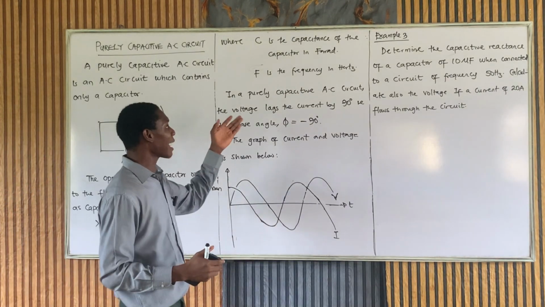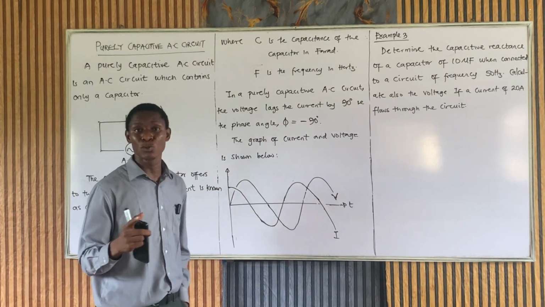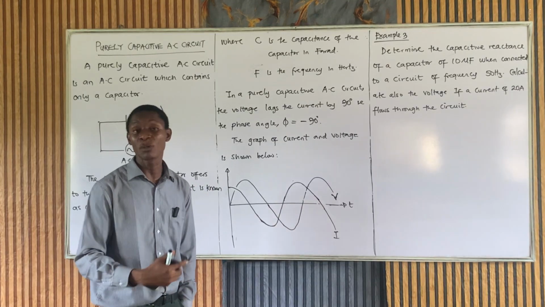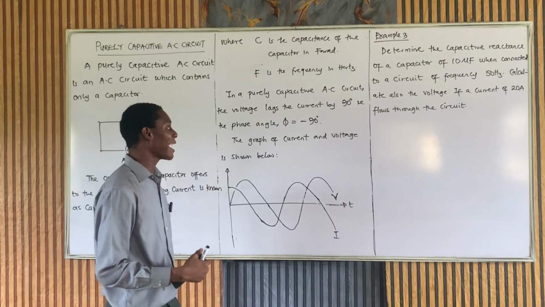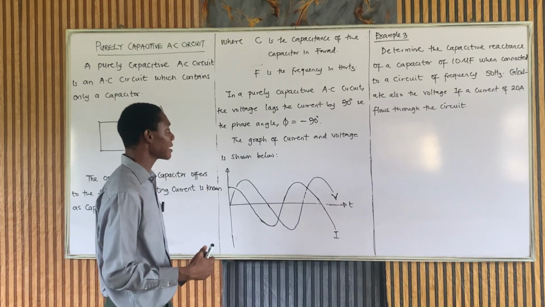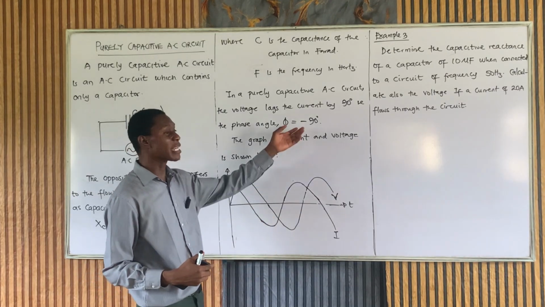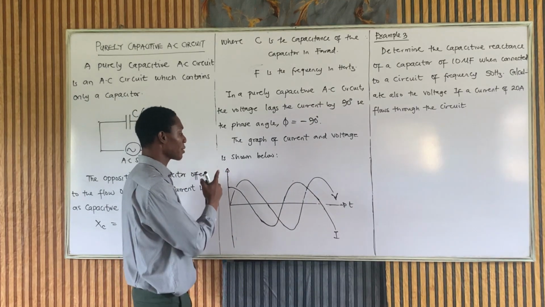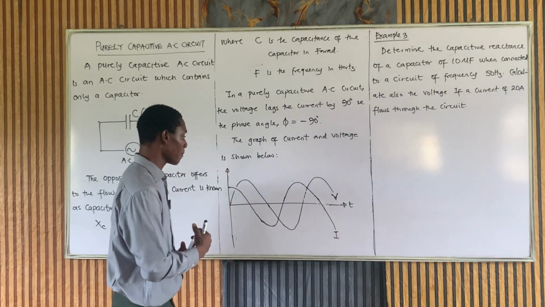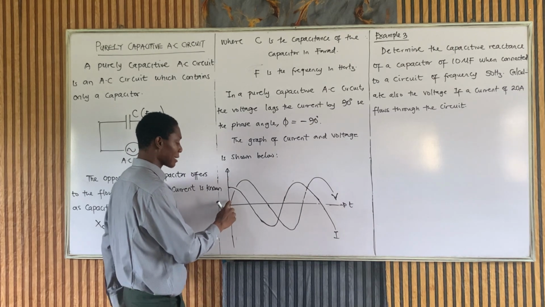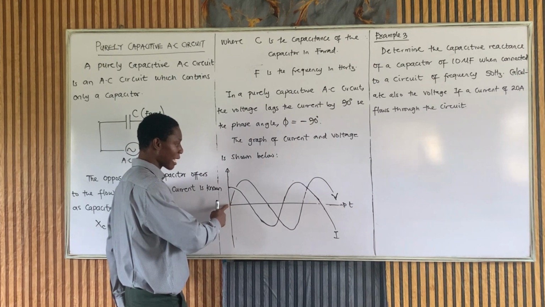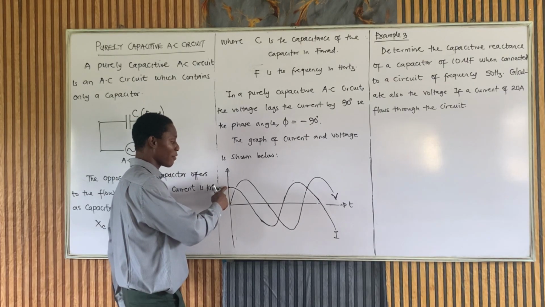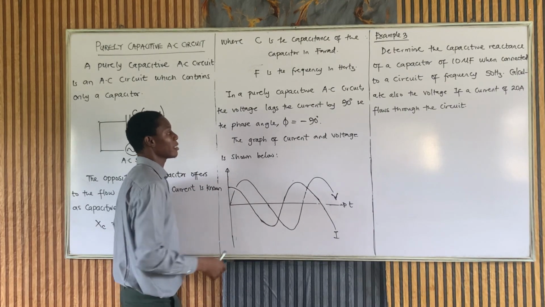And now, in a purely capacitive AC circuit, it's important to note that the voltage is behind the current, or the voltage lags the current by 90 degrees. So we take the phase angle to be negative 90. The graph of current and voltage is shown below. As we look at it now, we see that while the voltage is starting from 0, the current has already started. So current is ahead of the voltage, or voltage lags the current.